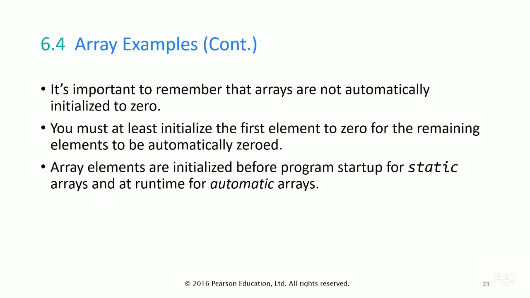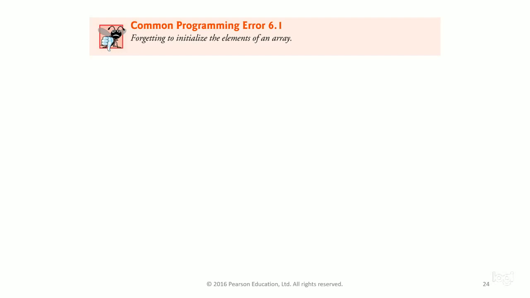But it's important to remember that arrays are not automatically initialized to 0. So you must at least initialize the first element to 0 for the remaining elements to be automatically zeroed. Okay. And something that you should not forget to do is to initialize the elements of an array. Okay, this is something that you need to do.